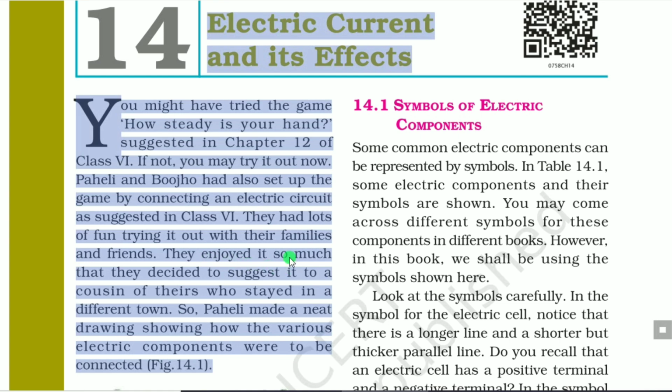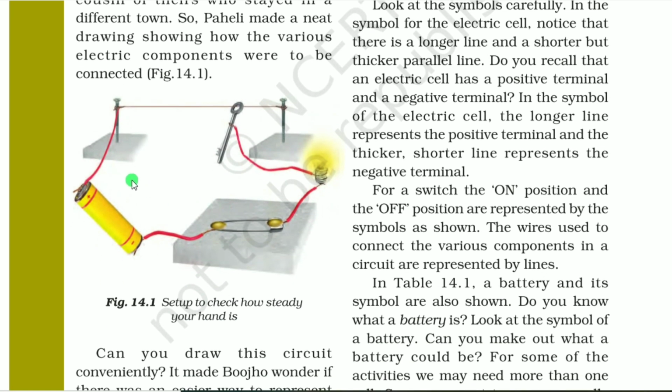They enjoyed it so much that they decided to suggest it to a cousin of theirs who stayed in a different town. So, Paheli made a neat drawing showing how the various electric components were to be connected. Fig. 14.1. Now, if you just watch this circuit, here you can see one circuit we have made with a safety pin and some wires and one key, some pins and one bulb wire.